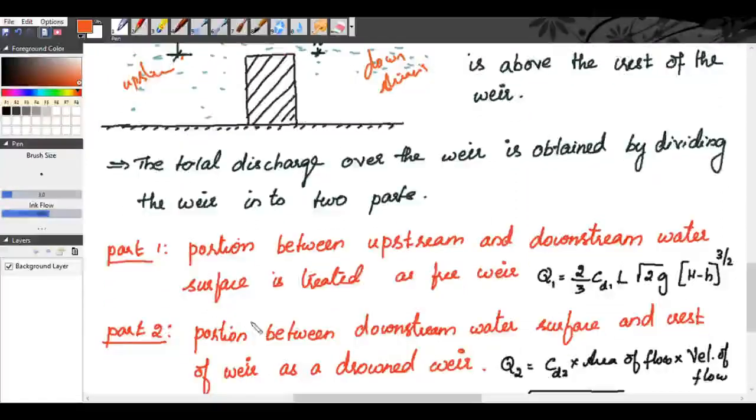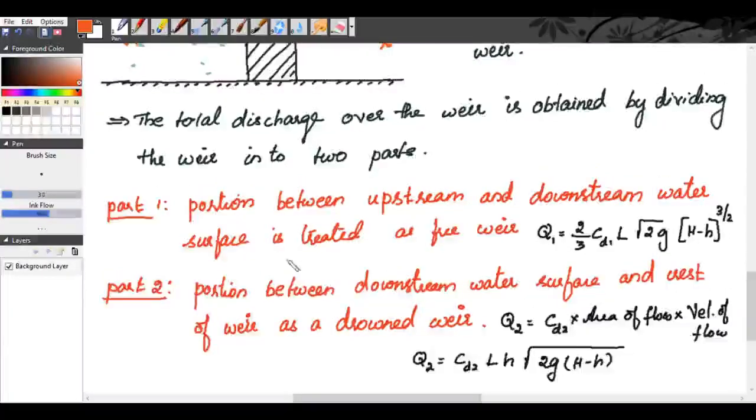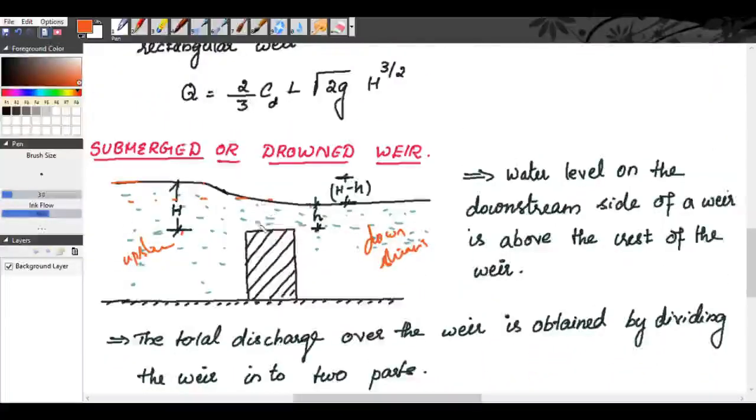That is the first part. Second part, the portion between the downstream water surface and the crest of the weir. So this much is the first part and this is the second part.